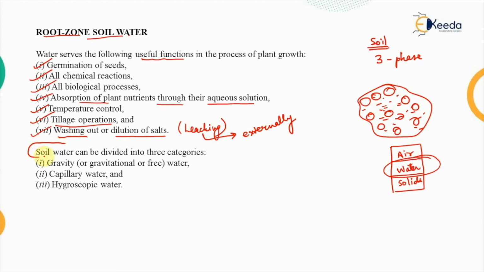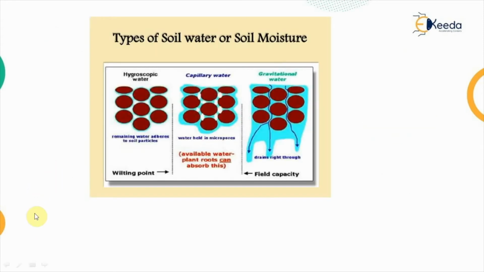Now the soil water is divided into three categories: the gravitational water, or the free water; the second one is the capillary water; and the third one is the hygroscopic water. As the name itself suggests, the first one is the gravitational water. So let's say this is a certain crop which is growing. This is the root zone of the plant.